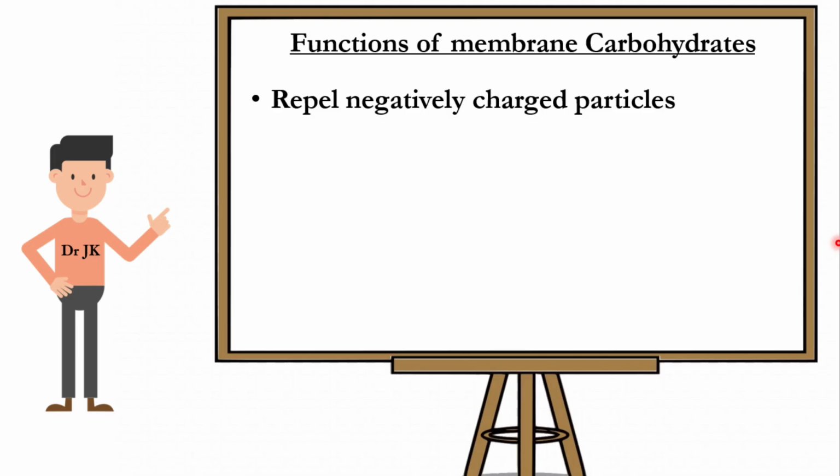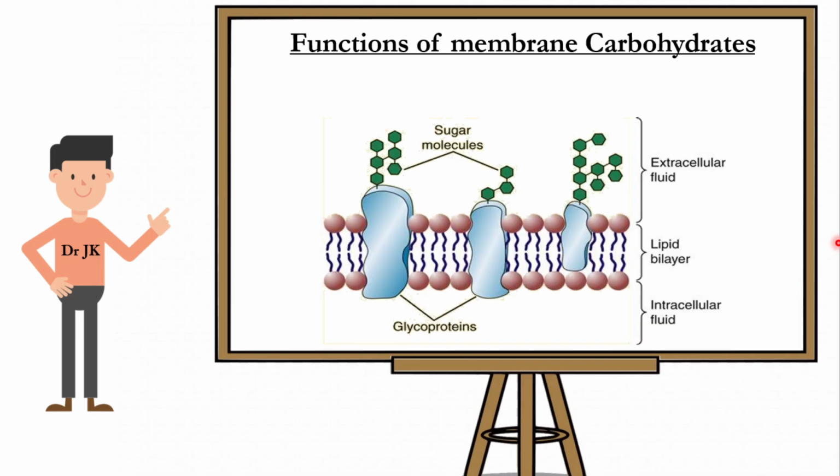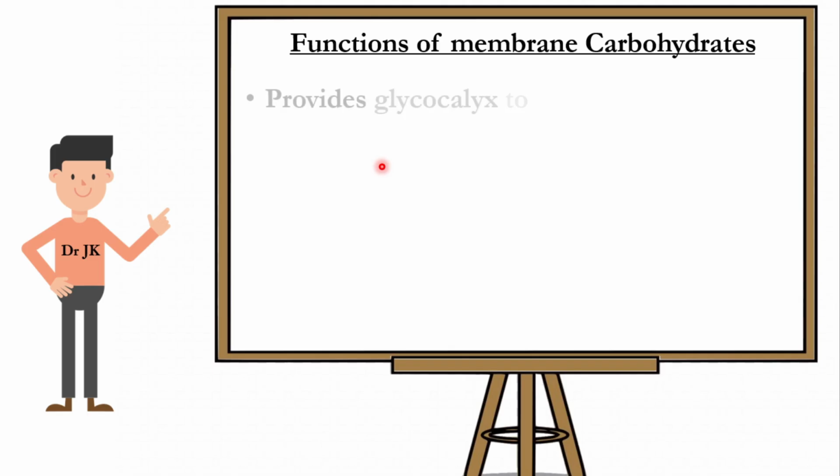The carbohydrates are negatively charged particles, so they help to repel other negatively charged particles. As I mentioned, the glycocalyxes are negatively charged, so they do not let other negatively charged particles enter into the cell.